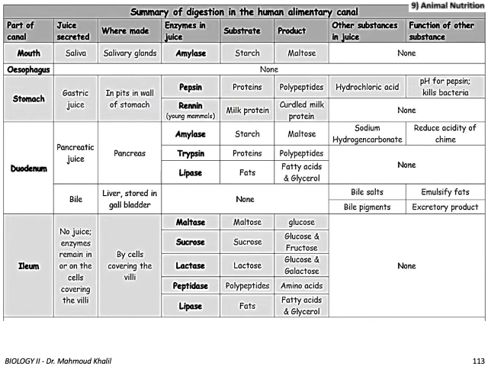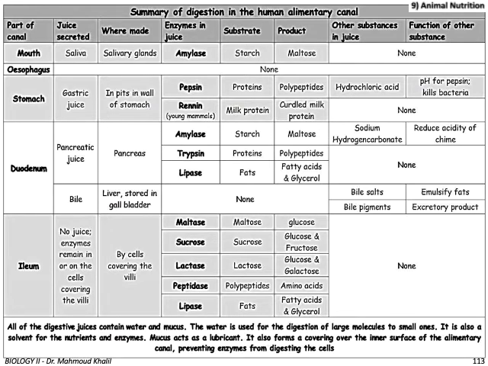Okay, this table is a very good one for summarizing all that we have said in the lecture. It's a summary of digestion in the alimentary canal. You will find all the enzymes we have talked about. You will see which part of the canal is involved, which juice is secreted, where it's made, the enzyme in the juice, the substrate it is working on, the product, the final end product, as well as the other molecules in the juice and the function of the other substances. So it's like a summary of the whole lecture.